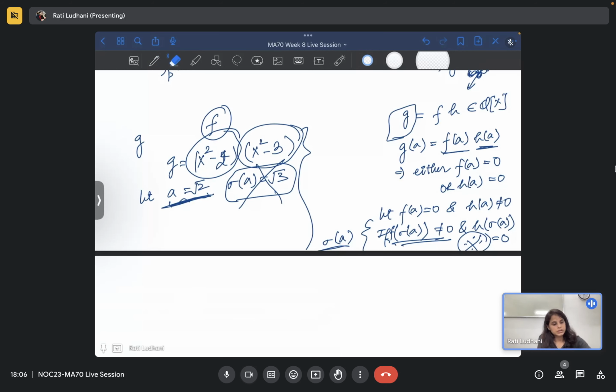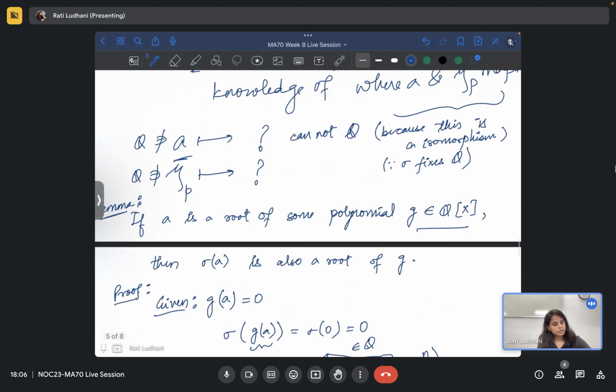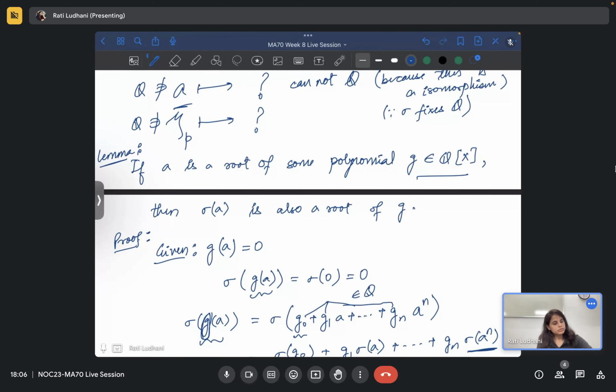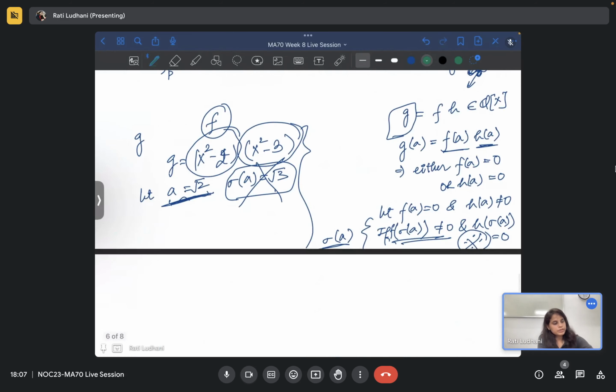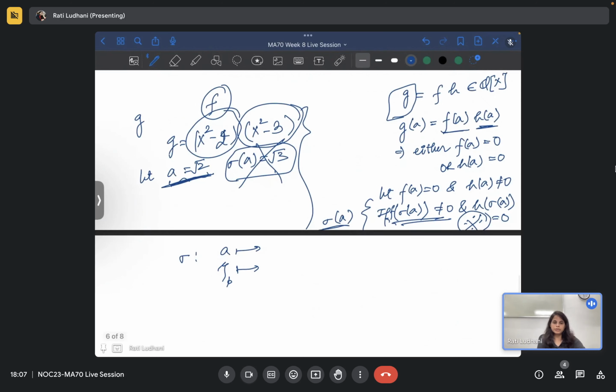So this condition you can even modify to some irreducible polynomial, and then it becomes if and only if. So sigma of A is also a root if it is an irreducible polynomial. So we have to follow this. This implies what we get in turn: if we want to define sigma, where A is mapping and where zeta p is mapping, the choice for A, we have all the roots.